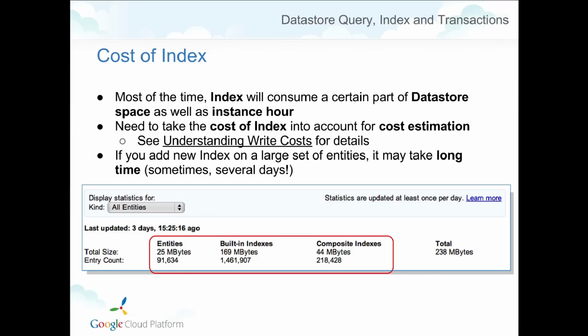If you want to estimate Datastore cost accurately, then you have to think about the cost of the index in terms of space. You may also want to check the document called Understanding Write Cost, which explains the CPU cost you consume for building the index. For every single entity write or update, it will also update the single property index or custom index you have created. When you are using hundreds of index tables, that means updates can take a very long time.